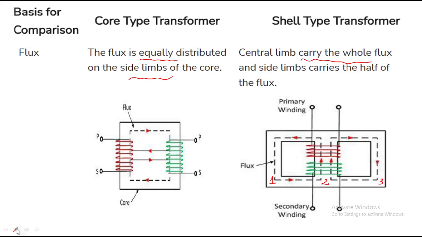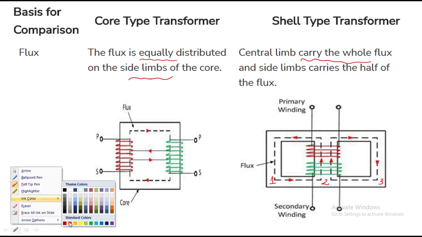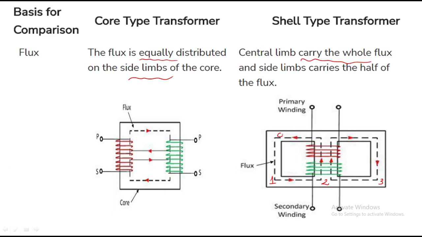Simply, let us say this is phi by 2, this is phi by 2. So obviously this is phi by 2, this is phi by 2. Phi by 2 plus phi by 2 is nothing but what? Phi. So this central limb carries phi amount of flux, but coming to side limbs 1 and 3, they carry half of the flux, or you can say an equal amount of flux.